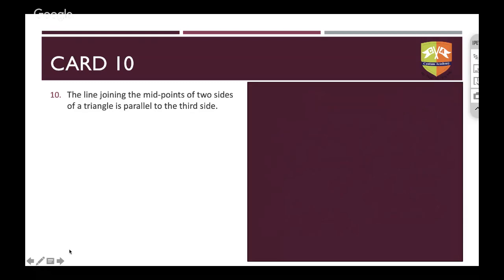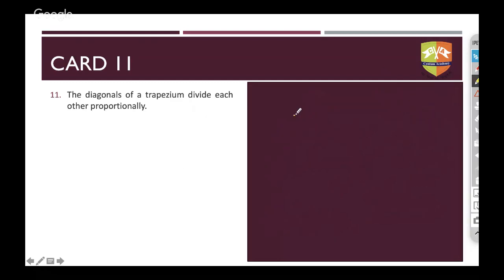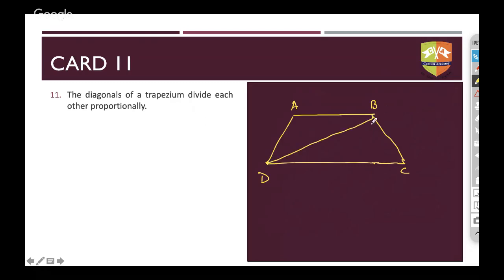Okay. Next, let's go on to the theorem that the diagonals of a trapezium divide each other proportionally. Let us understand this. What is this? Diagonals of a trapezium. So what is a trapezium? A trapezium is a quadrilateral having two sides parallel, and the other two sides need not be equal. If they're equal, we call it an isosceles trapezium. ABCD is a trapezium, and let's say the diagonals are AC and BD. Let's say this point is O.